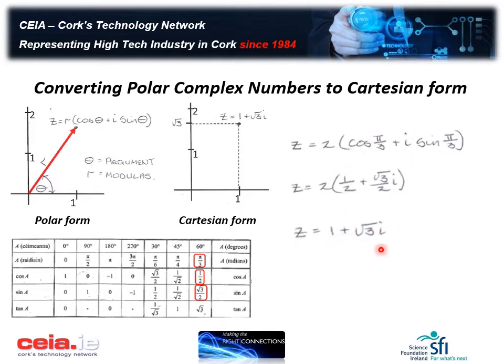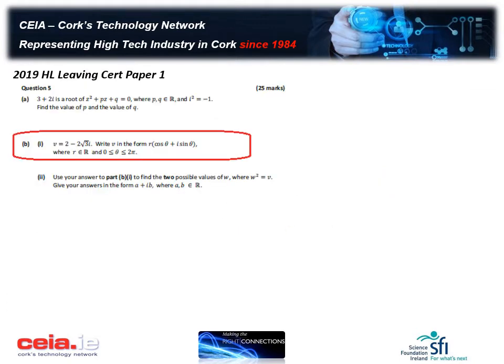Very, very simple process, but make sure you know how to do the conversion of complex numbers in both directions, from polar to Cartesian and also from Cartesian to polar. Okay, let's try an exam question based on what we've learned so far. So the question we're going to try is from the 2019 paper, higher level Leaving Cert, paper 1. And the question is 5B1.